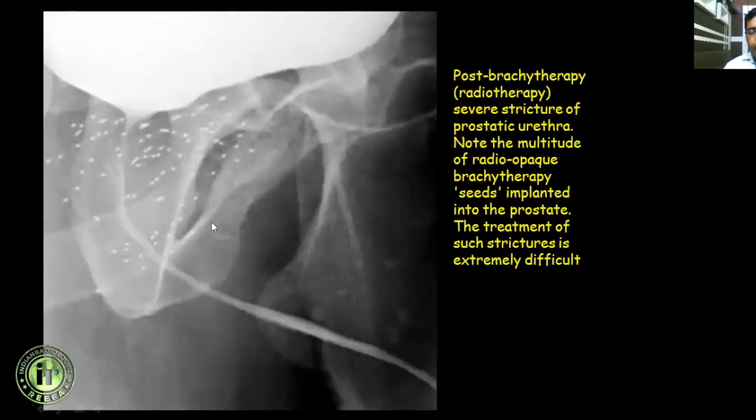Okay. And then sometimes when you do a study like this, you see this: it's a post-brachytherapy case, with severe stricture of the entire urethra, not only the anterior part but even the posterior, the prostatic, membranous, bulbar, and the anterior, the entire urethra. There is narrowing because of the post-radiotherapy changes.